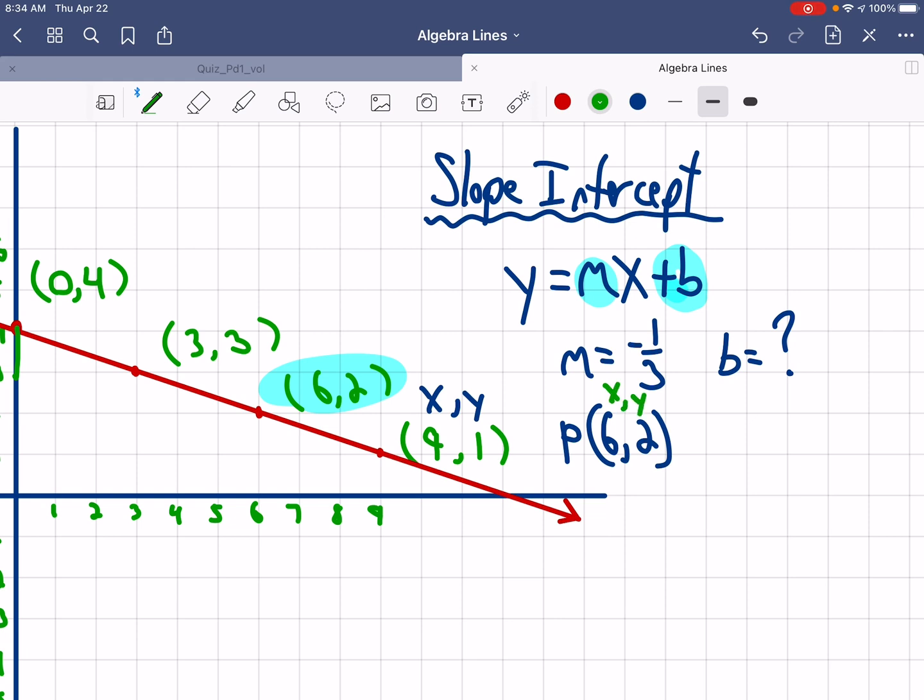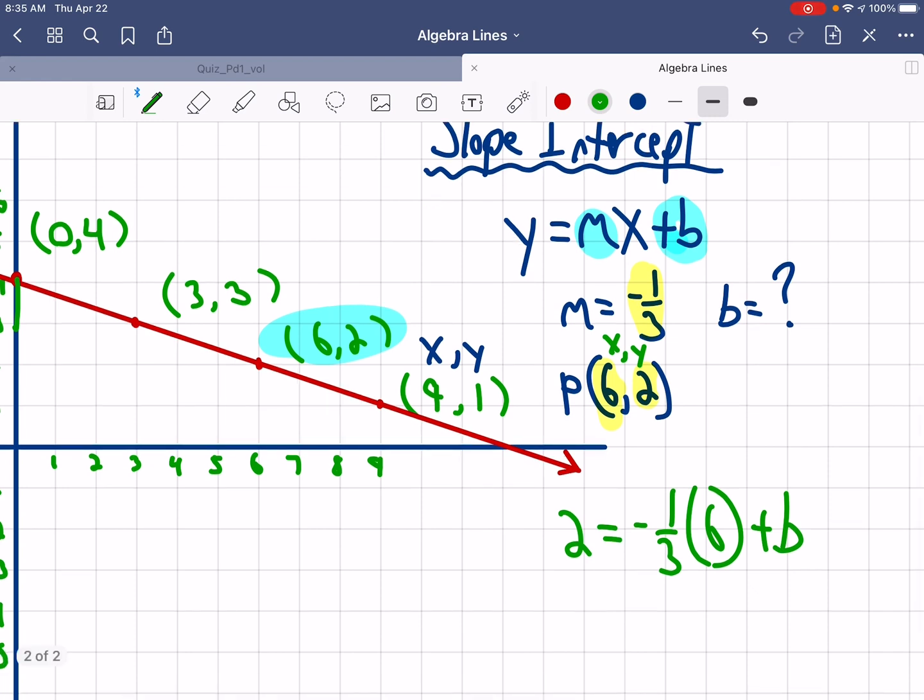So you can plug in all three of these pieces of information. I could plug in the slope, and then an x, and then a y into the skeleton for y equals mx plus b, the slope-intercept equation. So we're going to say 2 equals slope, negative 1/3, times 6, that's x, plus b.